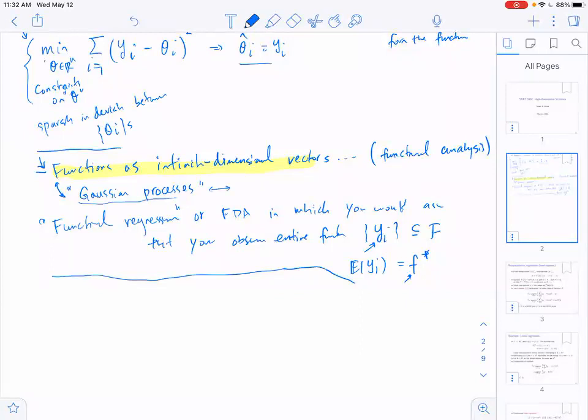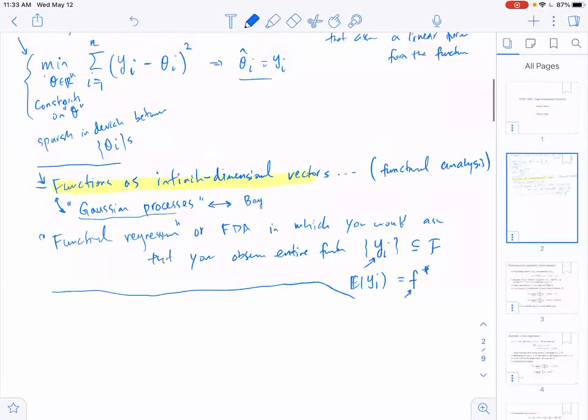Yes, I guess just to add on to functions as infinite dimensional vectors, could we bring in kernel methods? Okay, yeah. So there is a link between non-parametric regression and kernel methods.